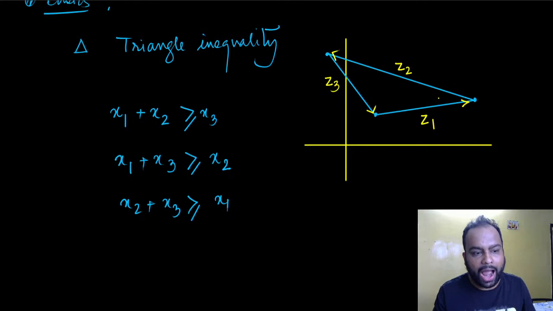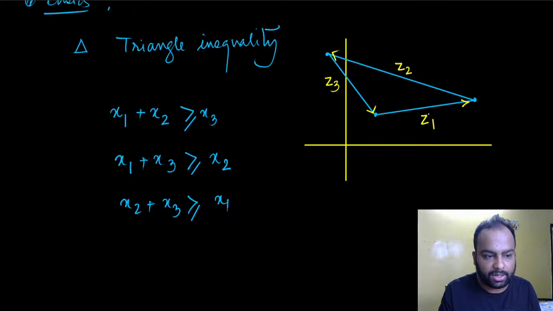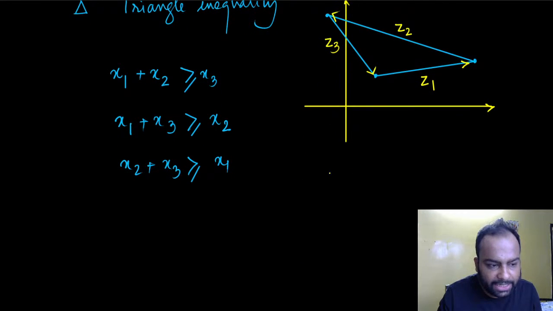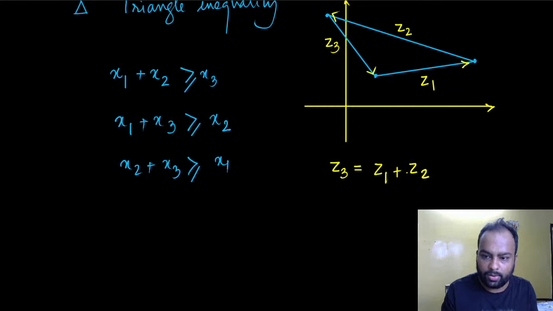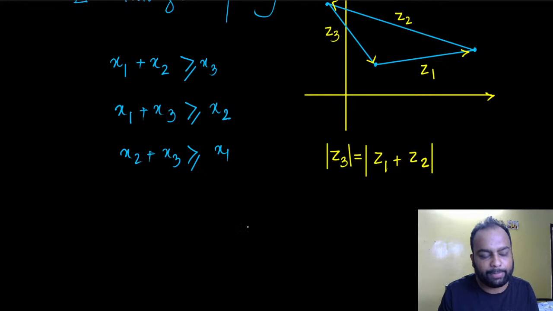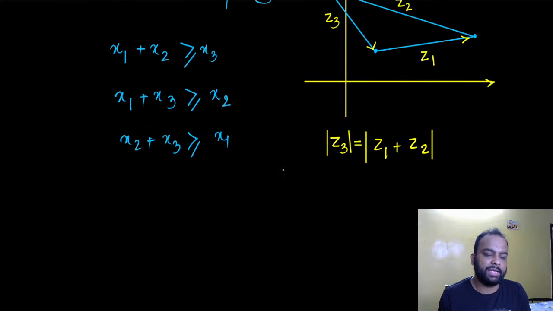Now, how do you define z3 in terms of the sum of the vectors? z3 is the sum of this vector plus this vector, from the triangle law of vectors that you have probably studied. So I can say that z3 is nothing but z1 plus z2. What about the length of z3? That's going to be the mod of this. Mod is essentially the length in this plane.